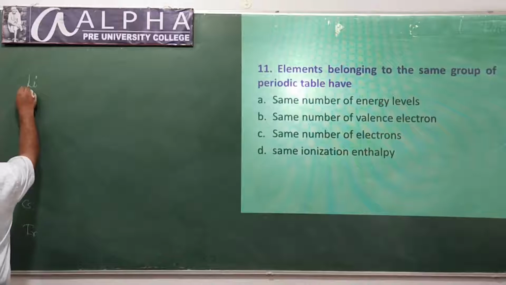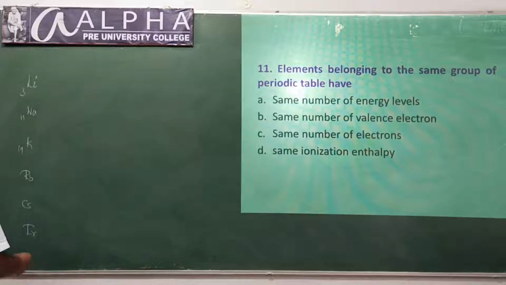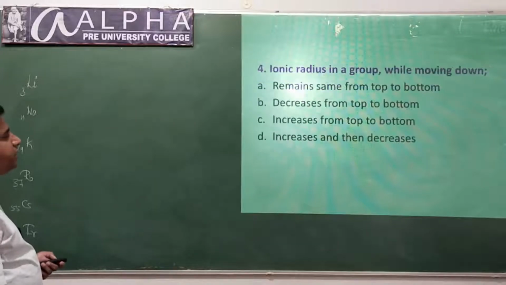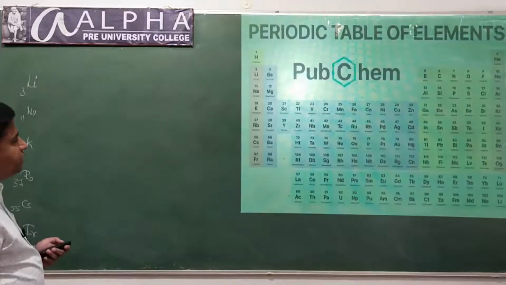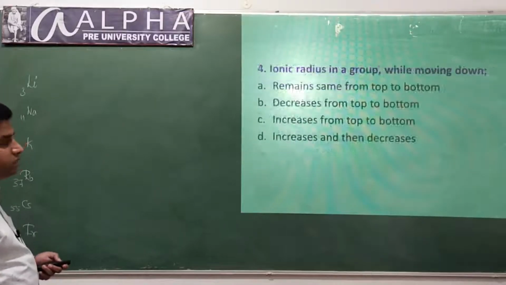Atomic number of lithium is 3, 11, 19. 11 plus 8 is 19, 19 plus 18 is 37, 37 plus 18 is 55, 55 plus 32 is 87. Am I correct? Let us check. Yes, lithium 3, 11, 19, 37, 55, 87, exactly.